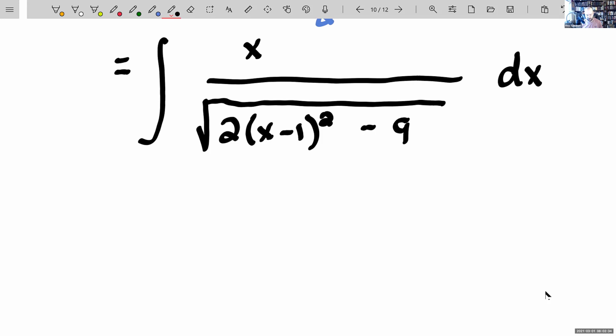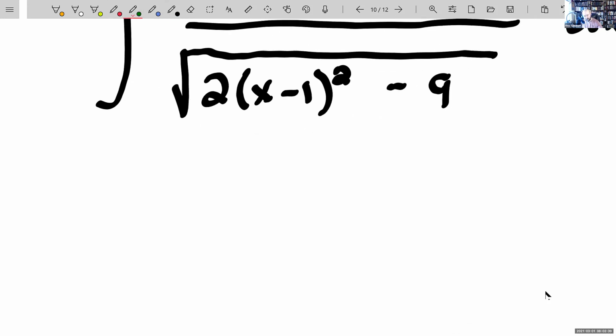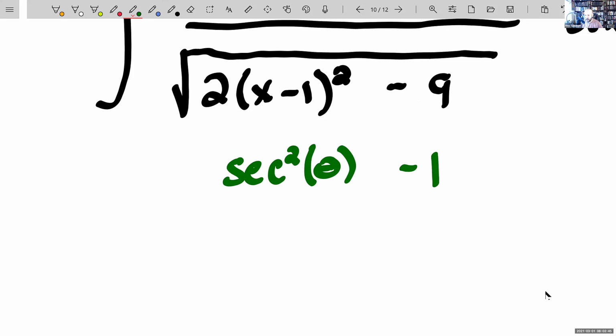It's not the first thing I would go for. So in this case, this picture sort of looks like a secant squared minus 1. I mean, obviously it's not, but it sort of looks like that.